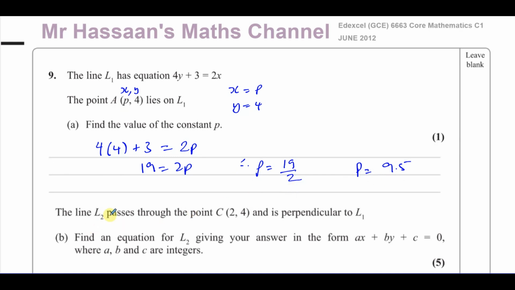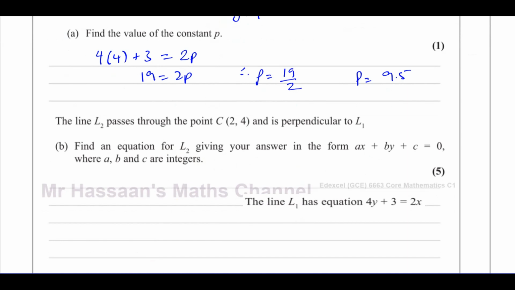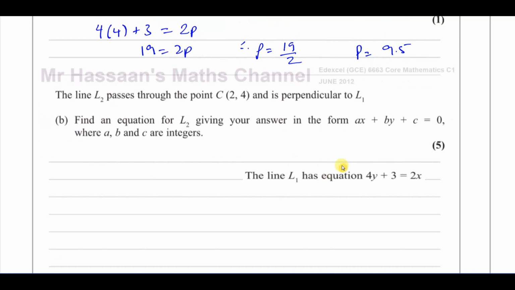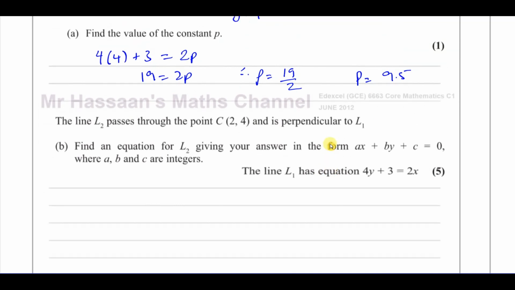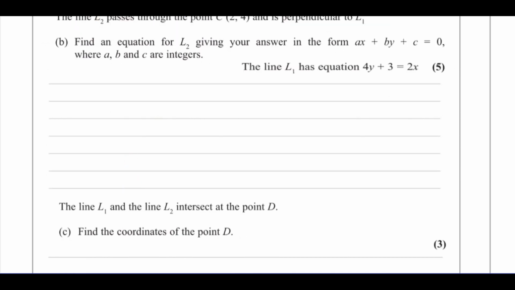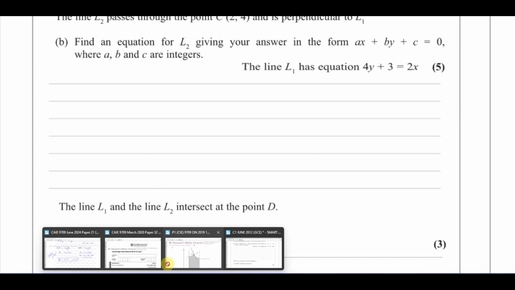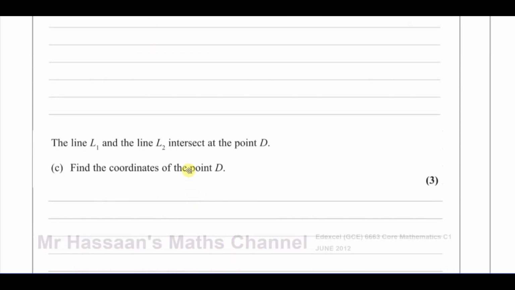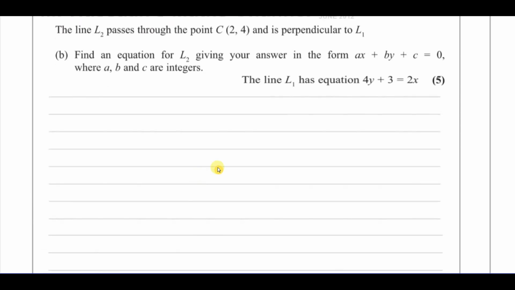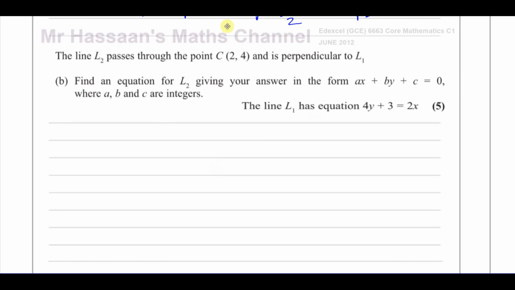Then it says the line L2 passes through C, which has coordinates (2, 4), and it's perpendicular to line 1. I'm going to put the equation of line 1 here so we have everything in front of us. It tells us to find an equation for line 2, giving your answer in the form ax plus by plus c equals 0.